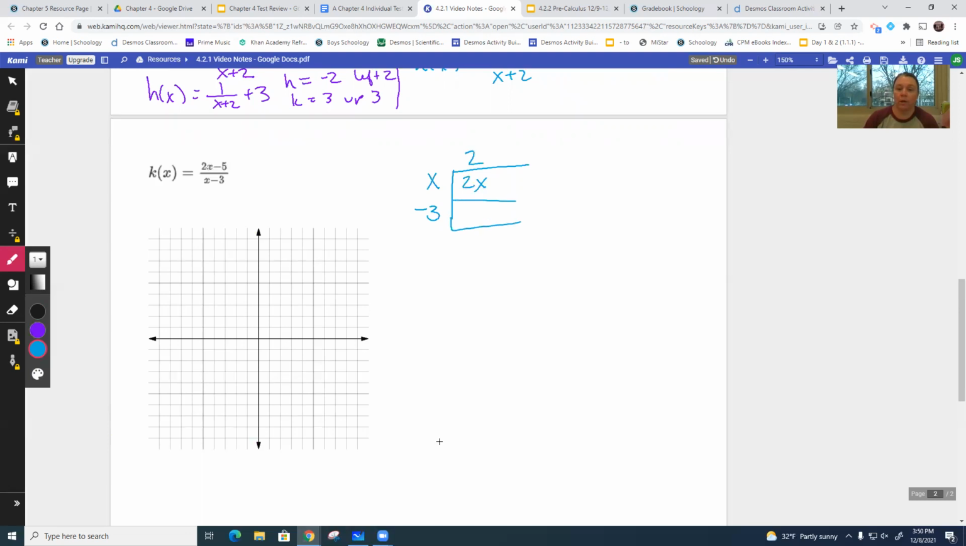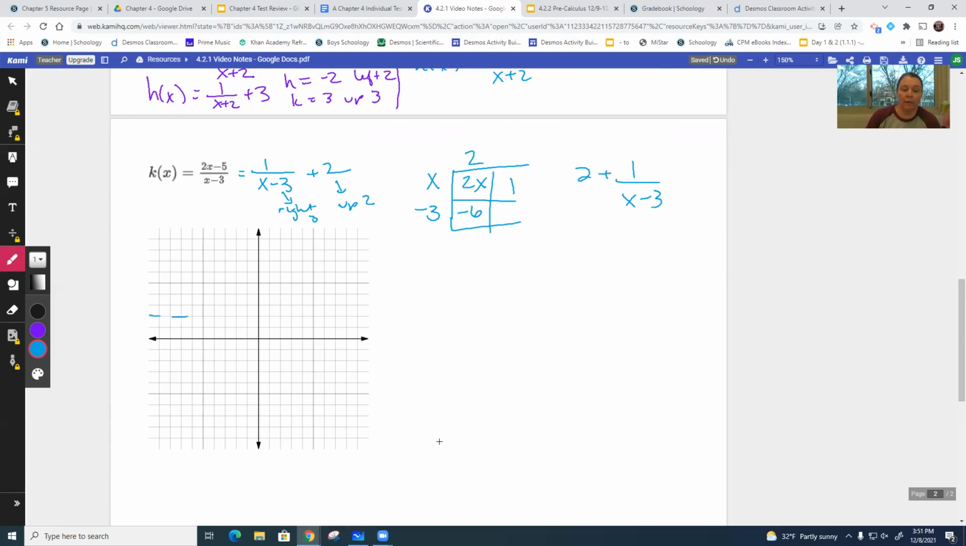All right, so this is 2 here. This is -6, but it has to total -5. So this would have to be a 1. So then I can rewrite this as 2 + 1 over x - 3. I'm going to write it over here so I can see my h and my k a little bit more easily. Okay, so this is going to move me right 3, and this is going to move me up 2.